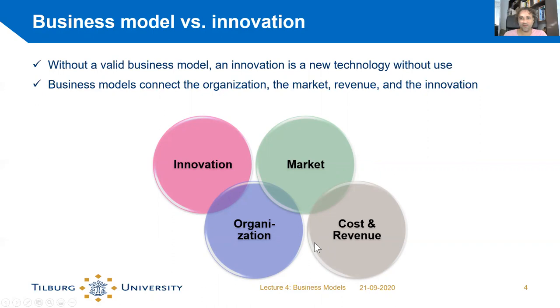So basically, if you want to remember one thing, a business model is thinking about these four parts. Now we're going to extend it a bit later on. But these four parts are the main components of a business model.